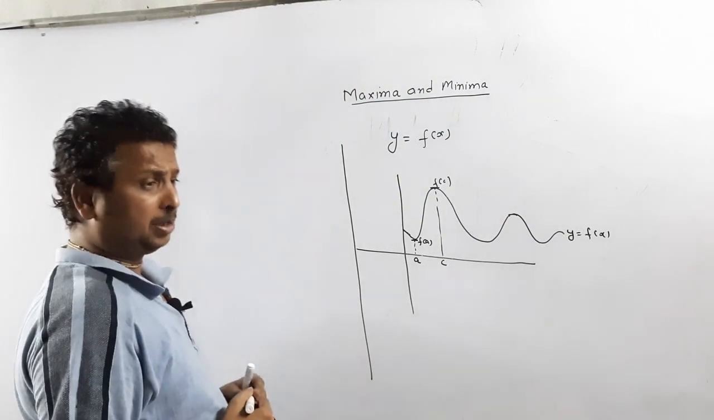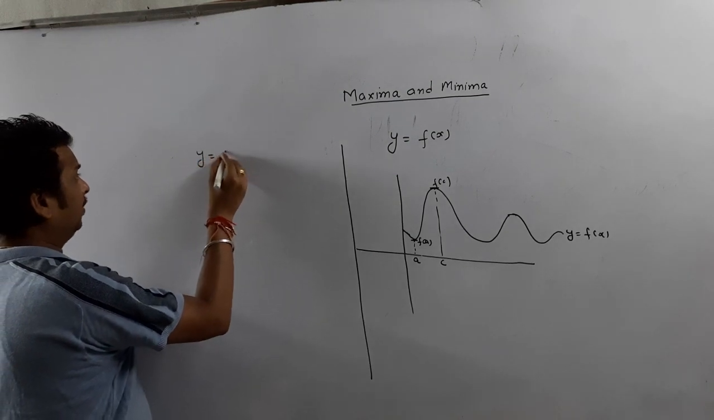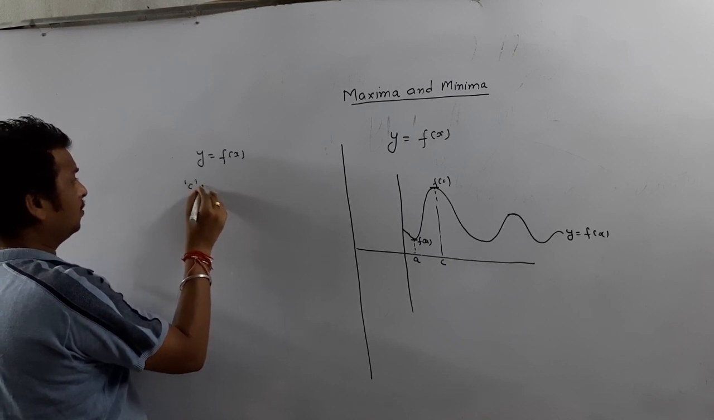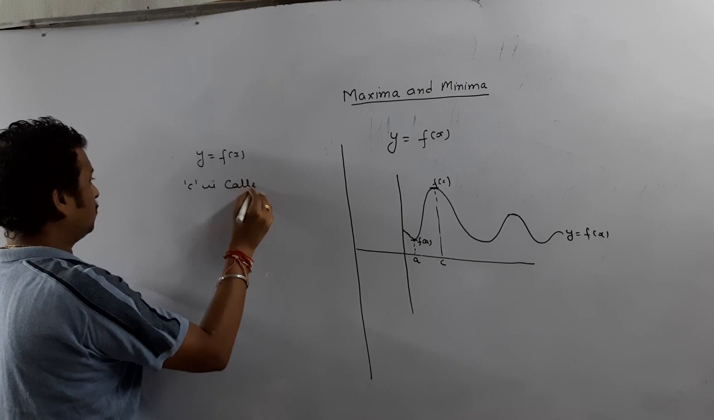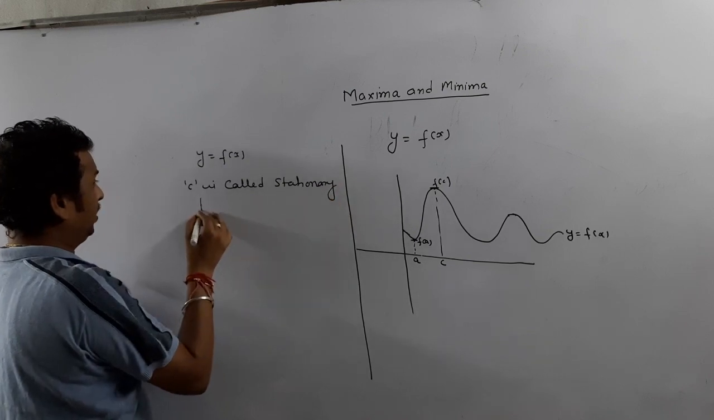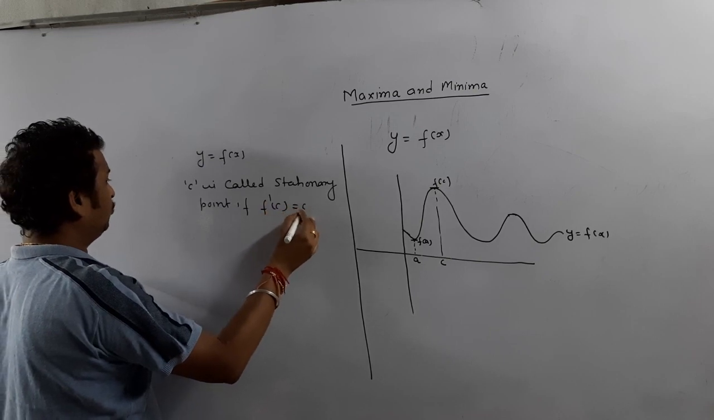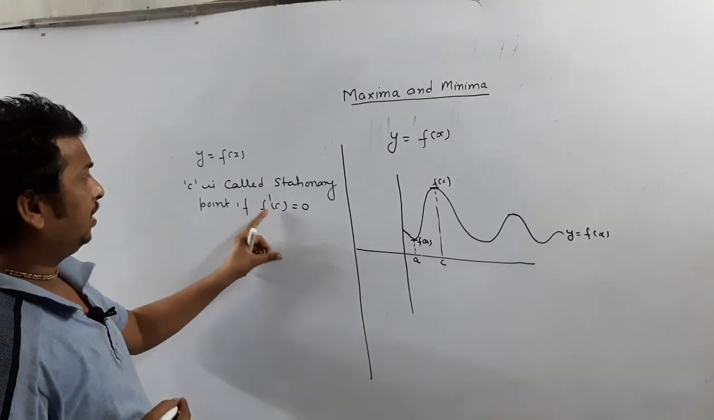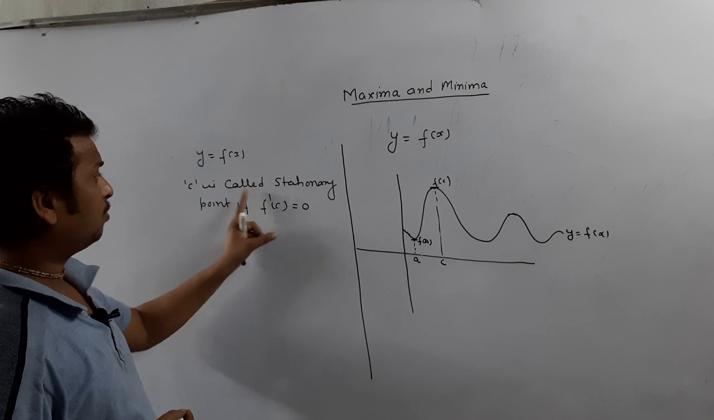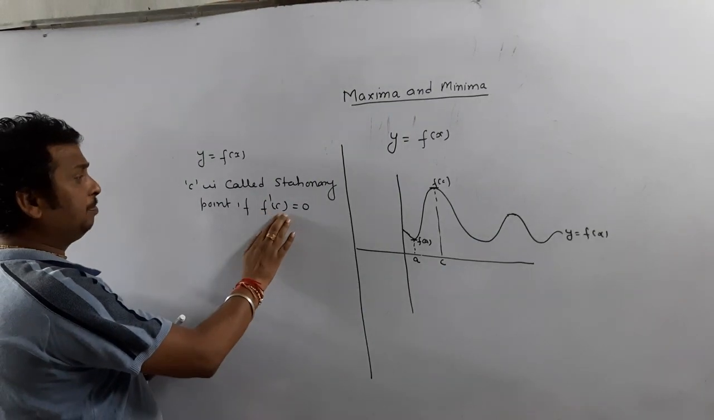Now I will explain the mathematical meaning of everything. Suppose one function y = f(x) is given. c is called a stationary point if f'(c) = 0. So if f'(c), meaning the differentiation of that function at this point, becomes 0, then c is called a stationary point. Understand? Stationary point is where f'(c) becomes 0.